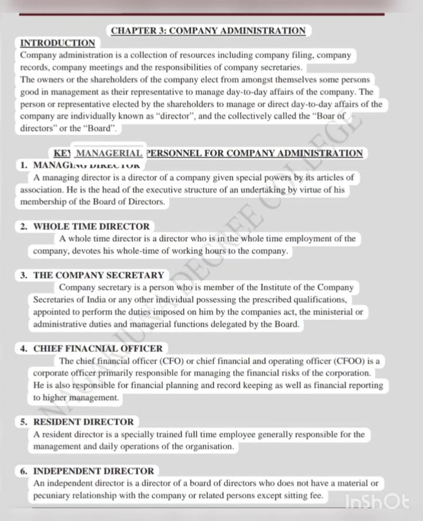Key managerial personnel for company administration. 1. Managing Director. A managing director is a director of a company given special powers by its articles of association. He is the head of the executive structure of an undertaking by virtue of his membership of the board of directors. 2. Whole-time director. A whole-time director is a director who is in the whole-time employment of the company, devotes his whole time of working hours to the company.